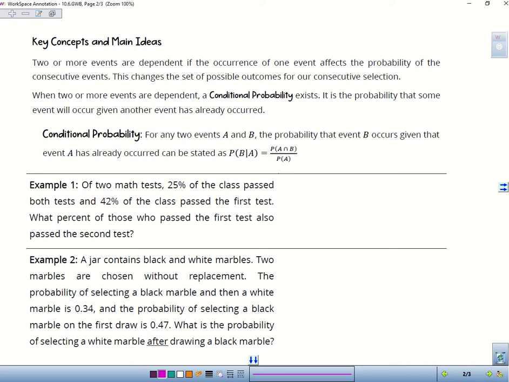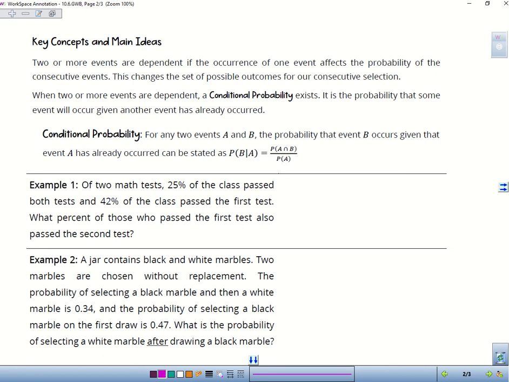For any two events A and B, the probability that event B occurs given that event A has already occurred can be written by the statement or equation: probability of B given A is equal to the probability of A intersection B over probability of A.